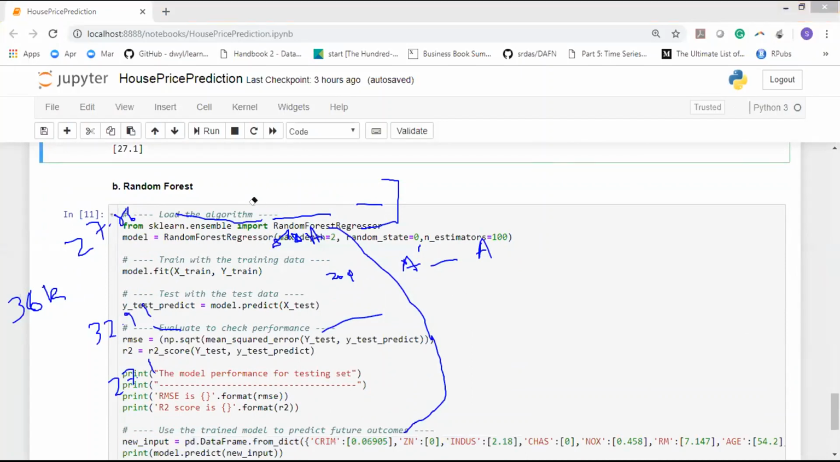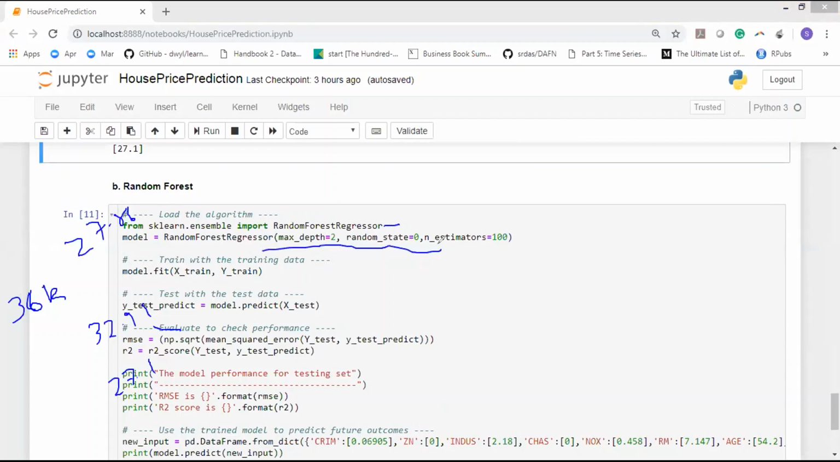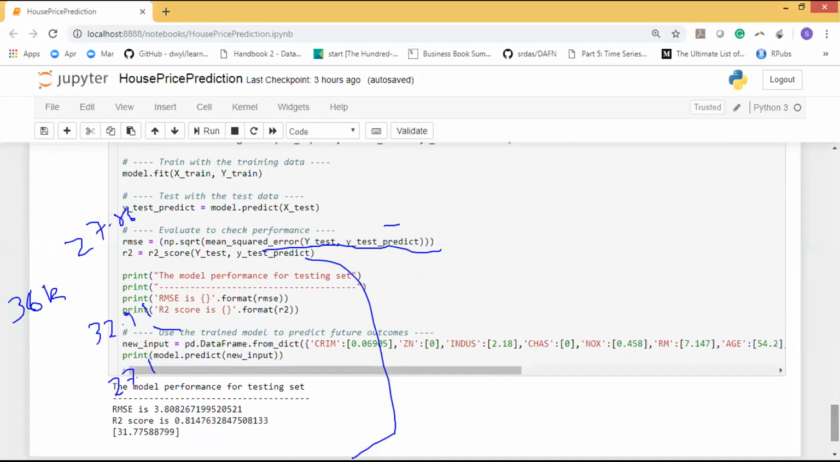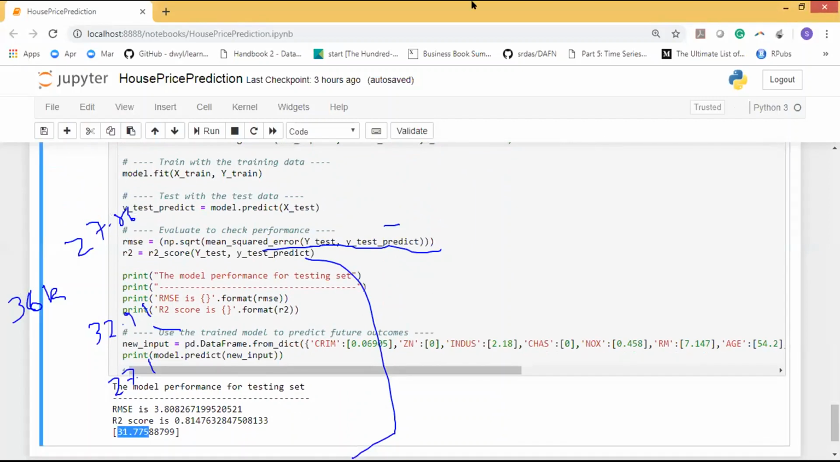almost the entire code is the same, except the first two lines. You see the first two lines? This time I'm using random forest regressor and its corresponding parameters. Based on this, the rest remains the same. Had I accepted this model and put it into use, my price would have been 31.77. So which model, my friends, was the best for all of you? 31.77 was the last one. So which model was the best?